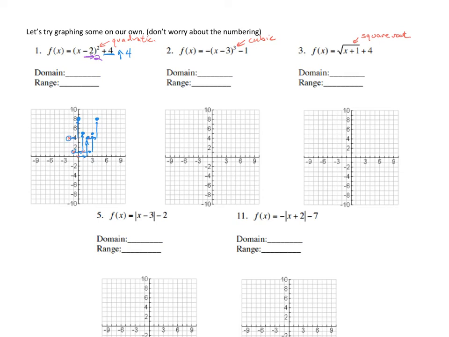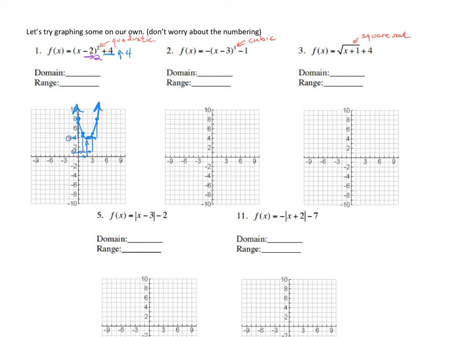So I have 5 blue dots now that look like this. And so that graph got moved right 2 and up 4. So now we can talk about the domain and range of this thing now that we have the graph.